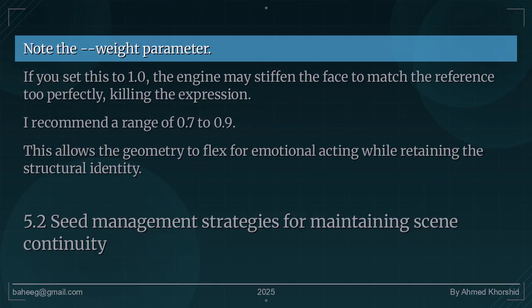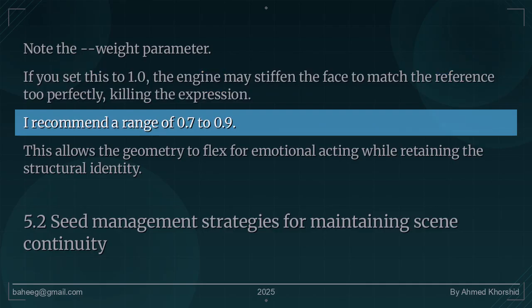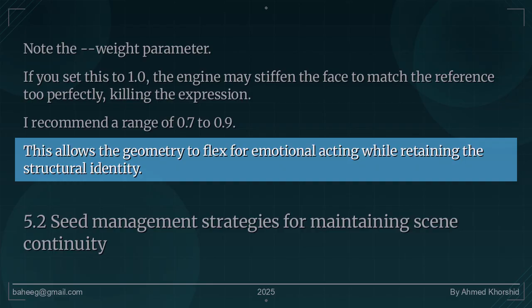Note the weight parameter. If you set this to 1.0, the engine may stiffen the face to match the reference too perfectly, killing the expression. I recommend a range of 0.7 to 0.9. This allows the geometry to flex for emotional acting while retaining the structural identity.